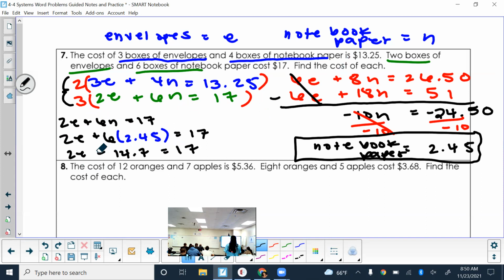We're solving for E. I'm a little bit out of space. I'm probably going to write down here. But what do I do first? Get rid of that 14.7. Do that on each side. I get 2e equals what?